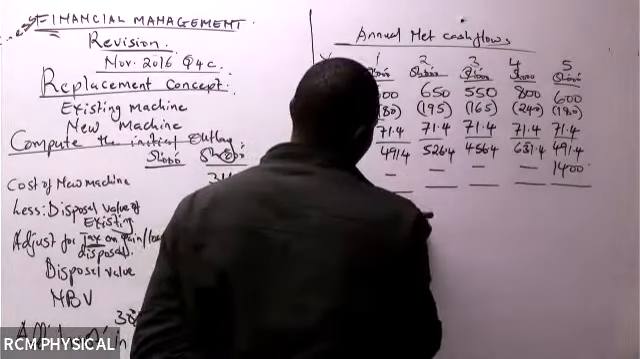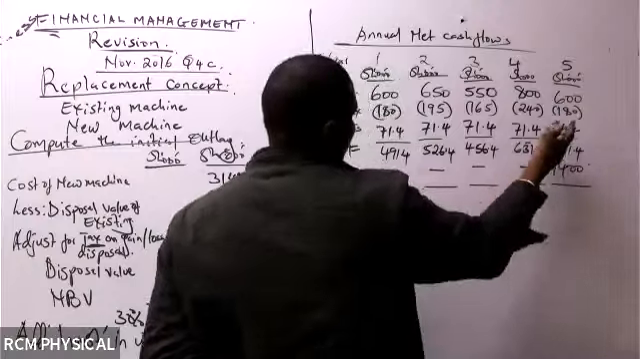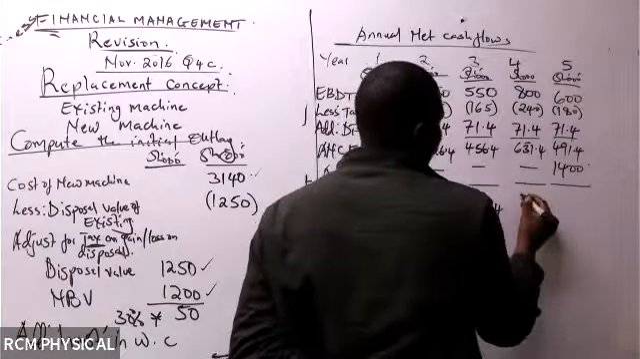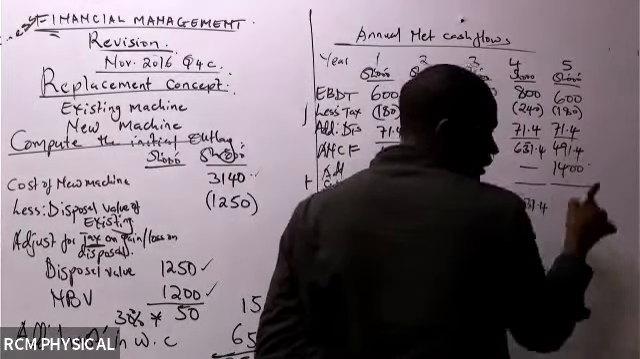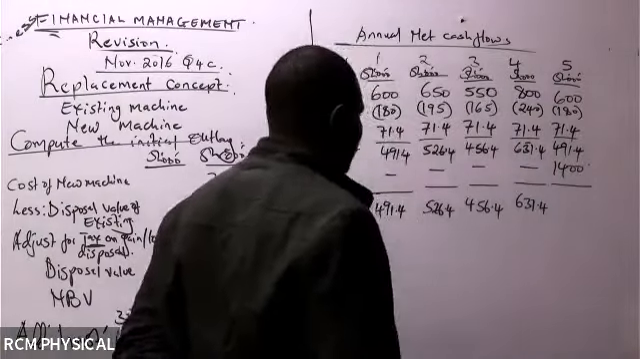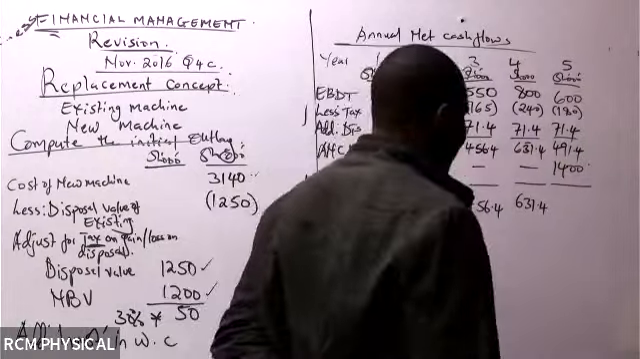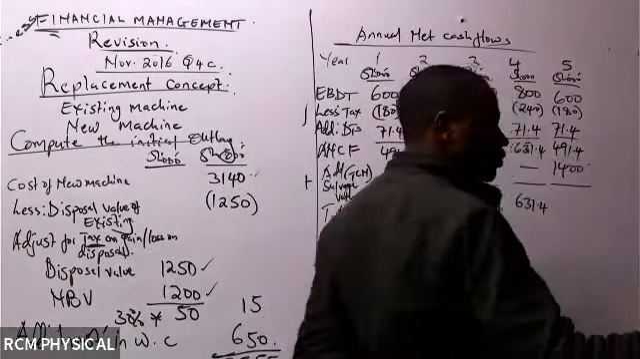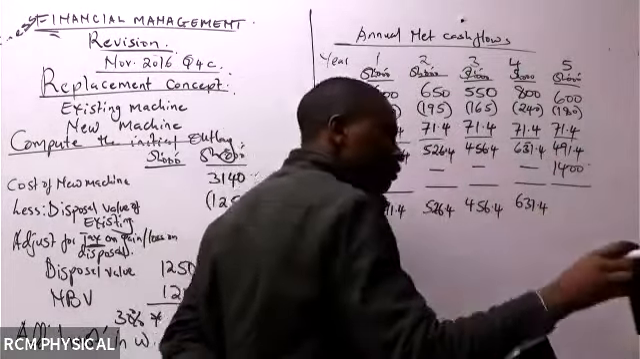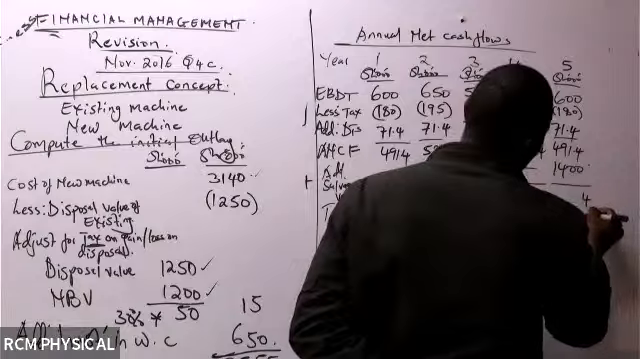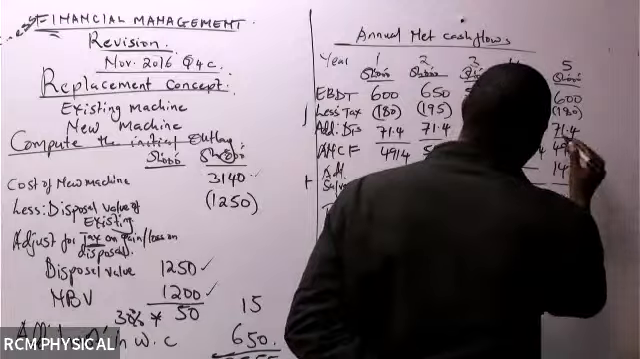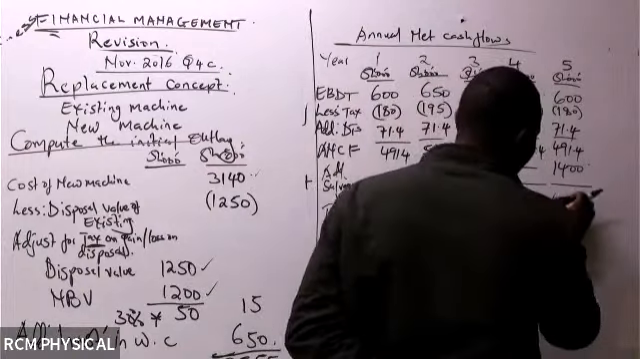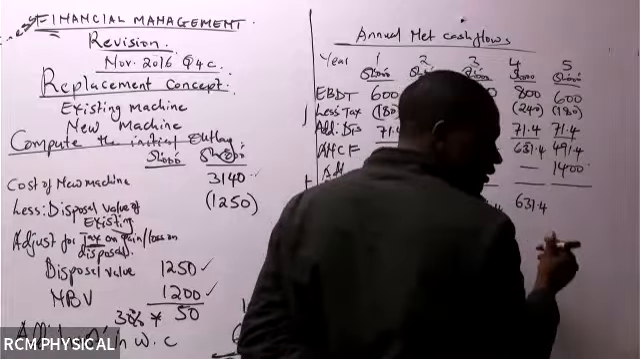So the first one is 491.4, then 456.4, and the last is 631.4. After adding the total with the salvage value and working capital, the final value is 631 plus those, so it is 1891.